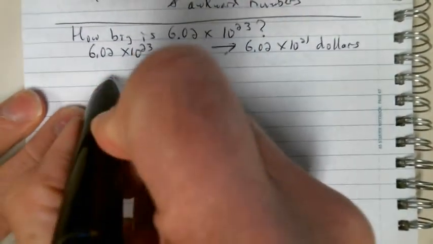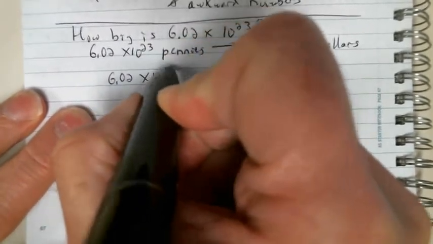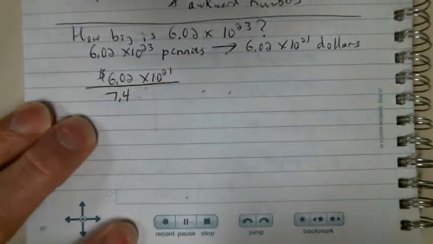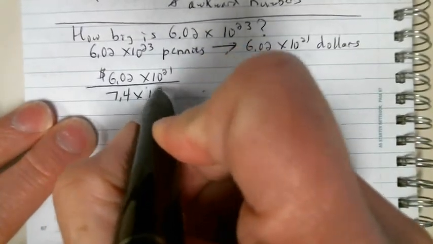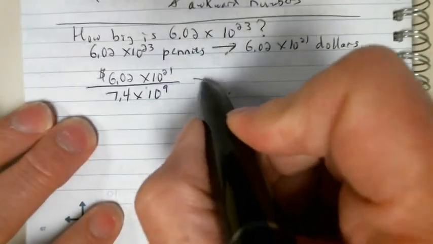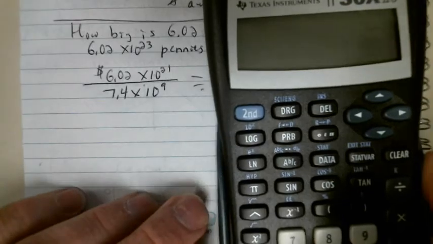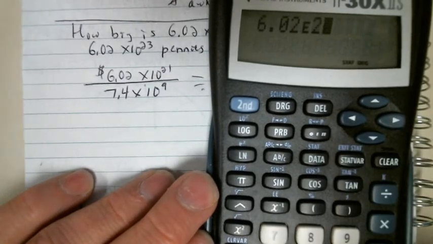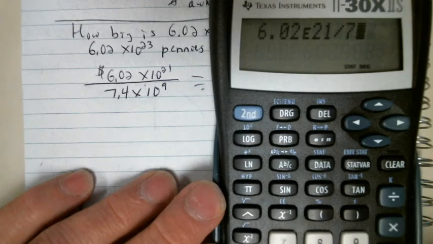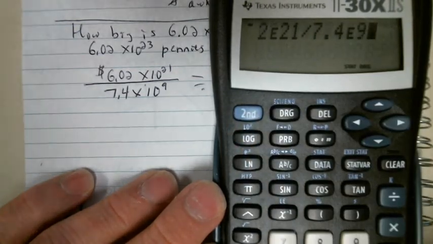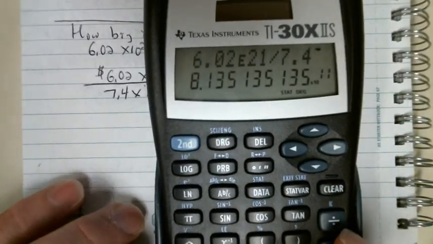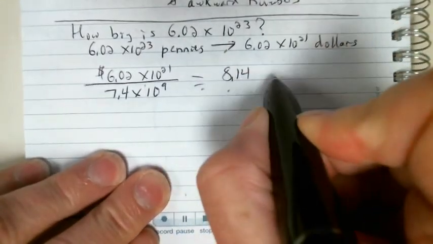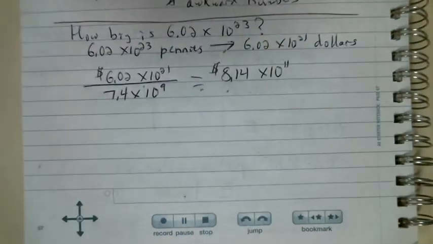So let's try it. So 6.02 times 10 to the 21st dollars. And let's divide it by, well, last time I checked, 7.4 billion. I'm sure it's gone up a little bit since then. 7.4 times 10 to the 9th. And if you do this, let's see if we can get it to work on a calculator. Do it live like I would. 6.02 second E, because we need practice with that, to the 21st, divided by 7.4 second E to the 9th. Look at that, 8.14 times 10 to the 11th.